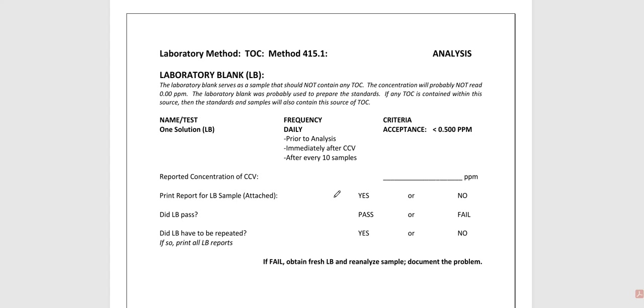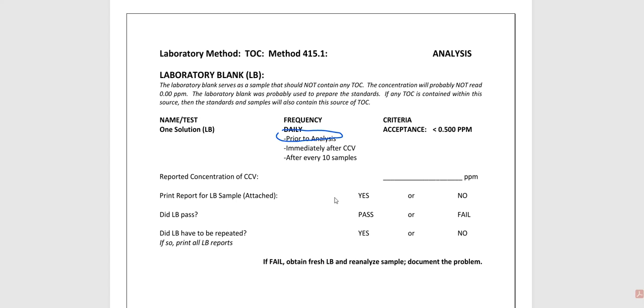What you're going to actually find is that we're running blanks in between all the samples. But the formal lab blank is going to be prior to the analysis. That is what this form is going to refer to. You're going to have tons of blanks throughout your sample batches. That's fine. But this is going to be prior to any analysis at all. So that very first blank before you started running actual stuff.